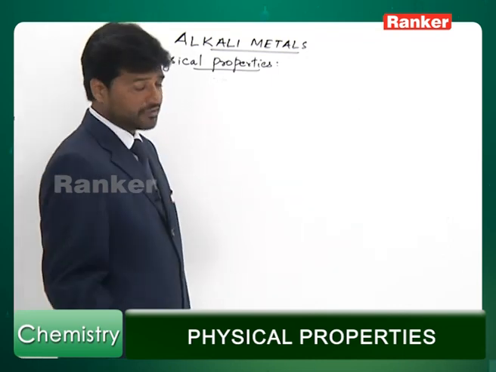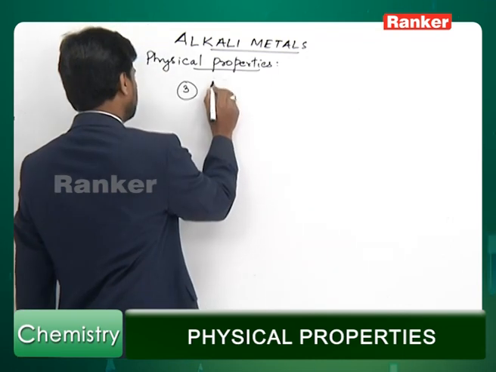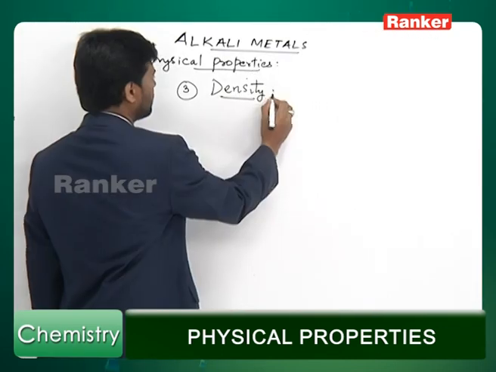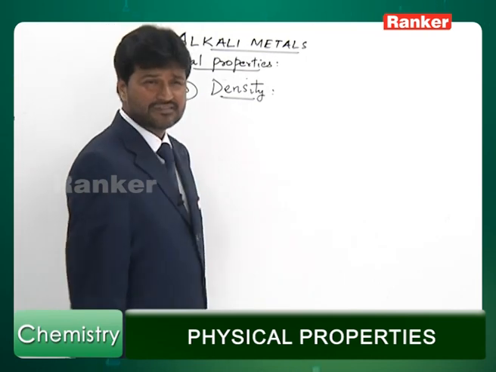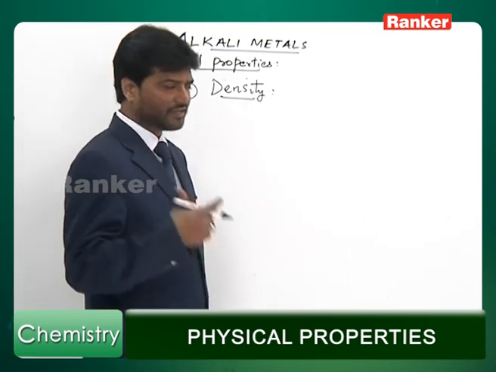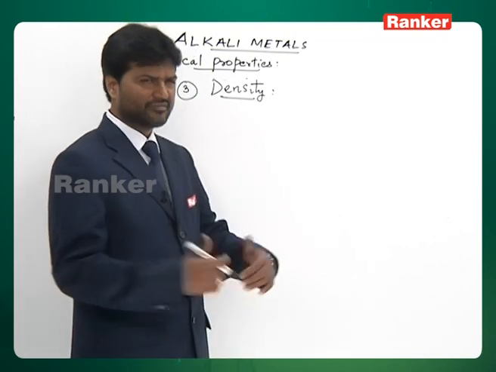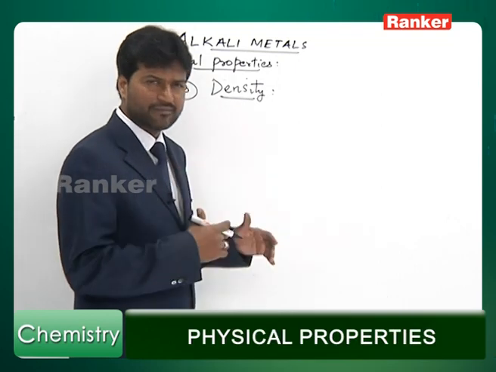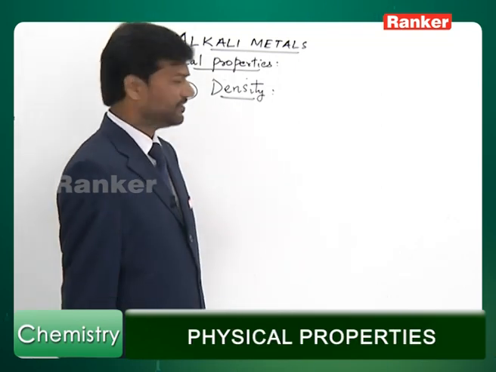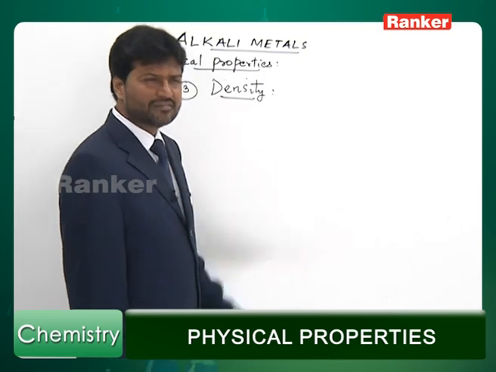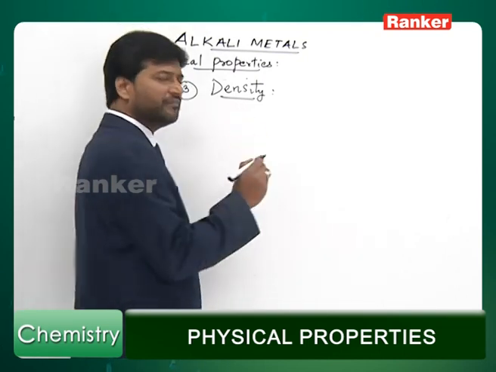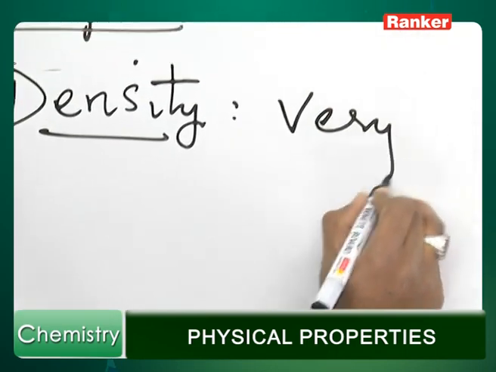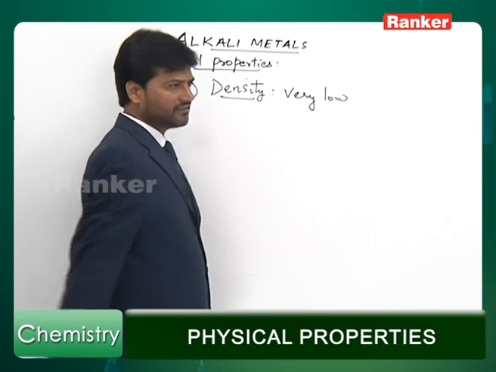The next property we are going to discuss is density. Densities of these elements are very low. Of course, they are all solids except francium. Francium is a liquid at room temperature, and as I told you, we are not going to compare properties with francium, as francium is radioactive. Now, densities of these elements are very low, and the element with the least density is lithium. The first comment I can make is very low densities.